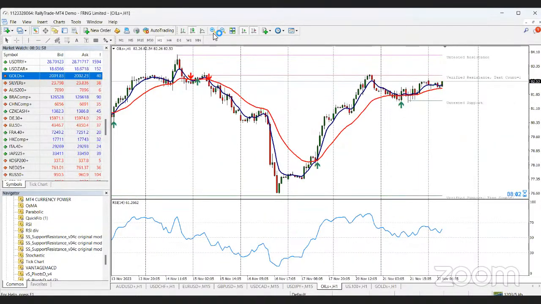Okay, it has created an untested resistance here. So now this point is a verified support. It's looking very, very strong. So it's most likely going to try to hit this region again and then start coming back downwards.